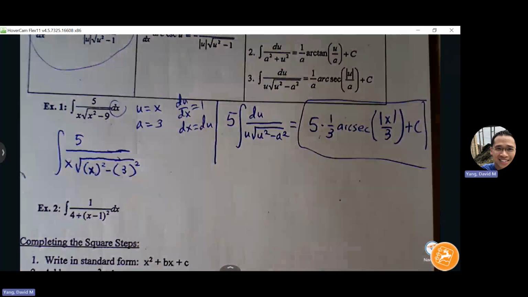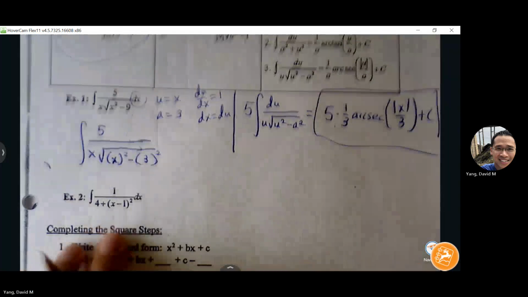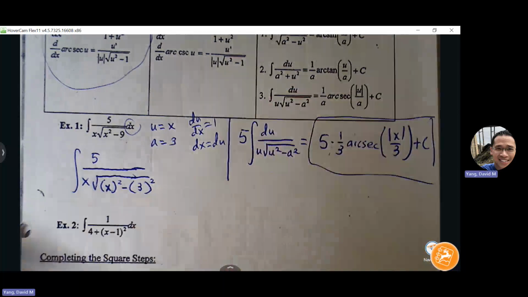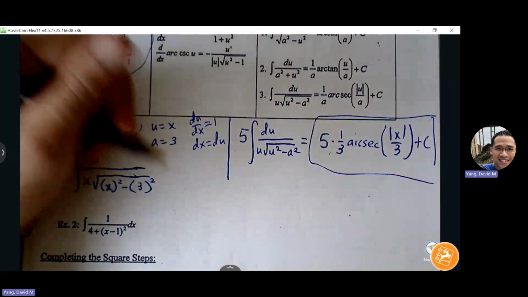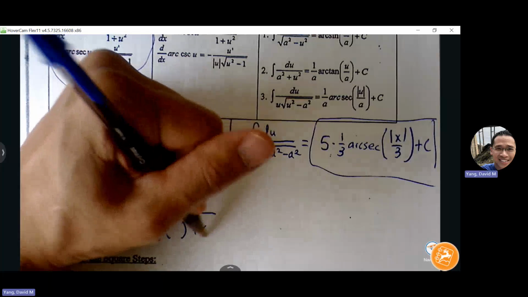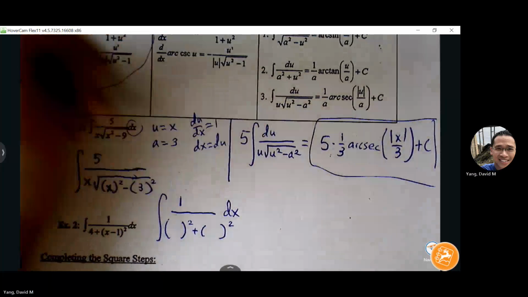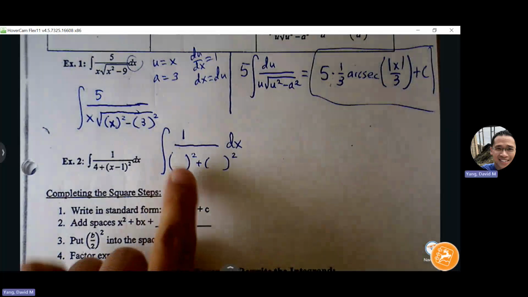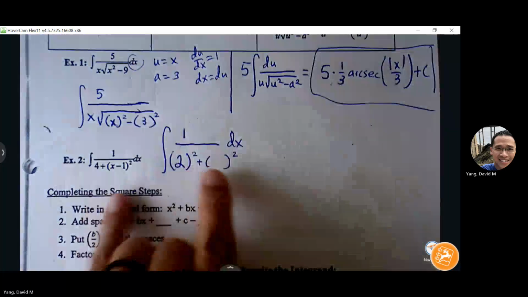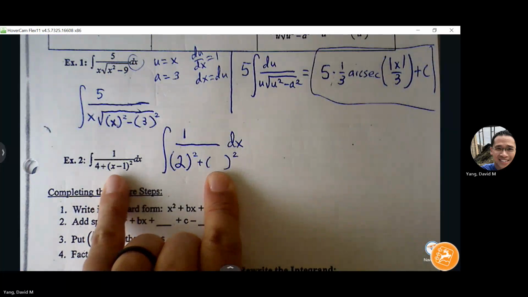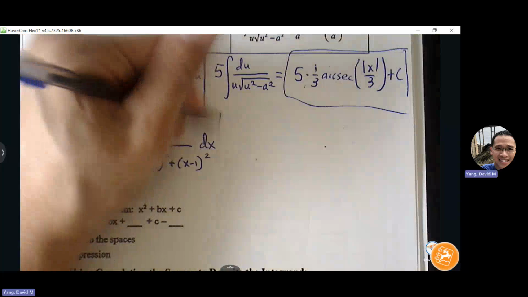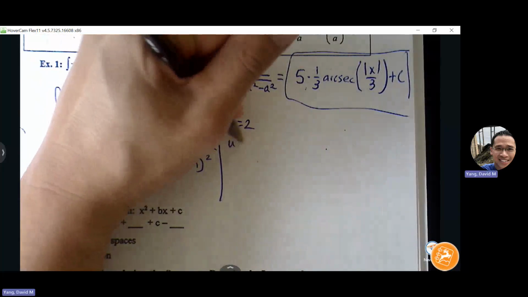Okay, example 2. What does this match up best with? Our tangent. Okay. So first thing is let's get that denominator to show parentheses squared. What can I adapt the 4 into? 2. Yeah, still x minus 1, right? So no adjustment needed there. All right, so our a value is 2. Our u value is x minus 1.